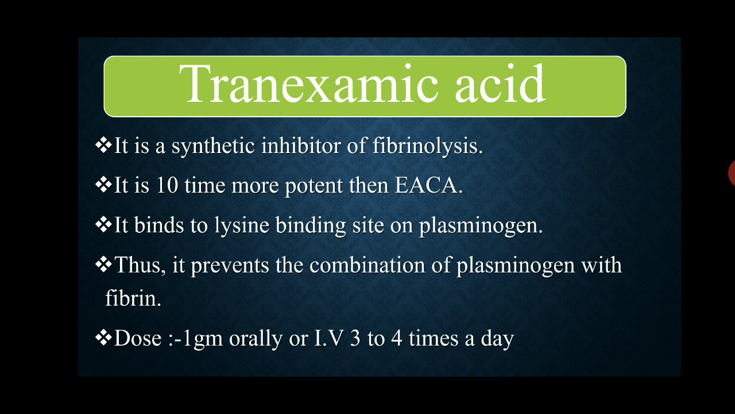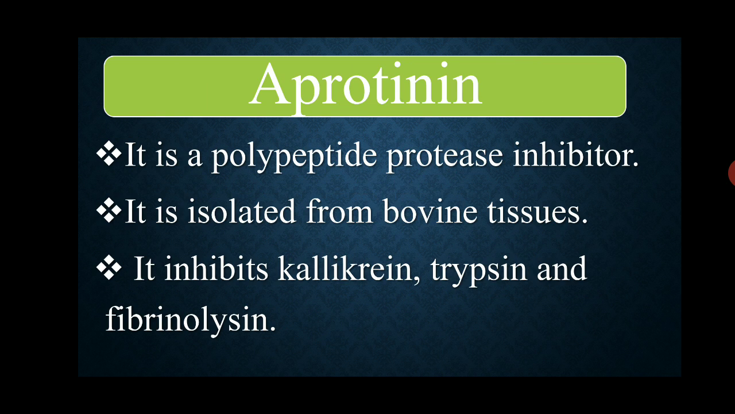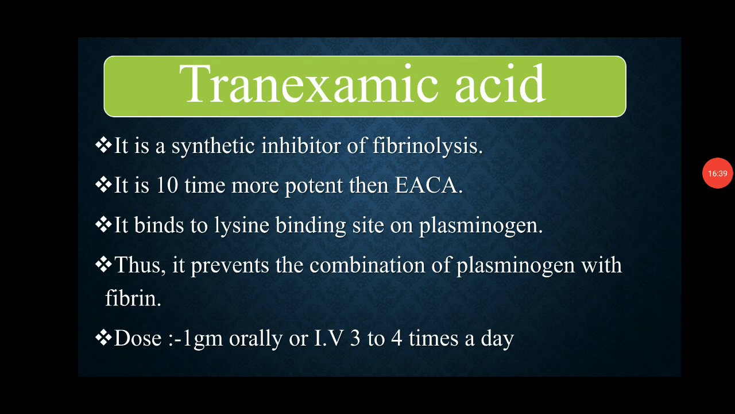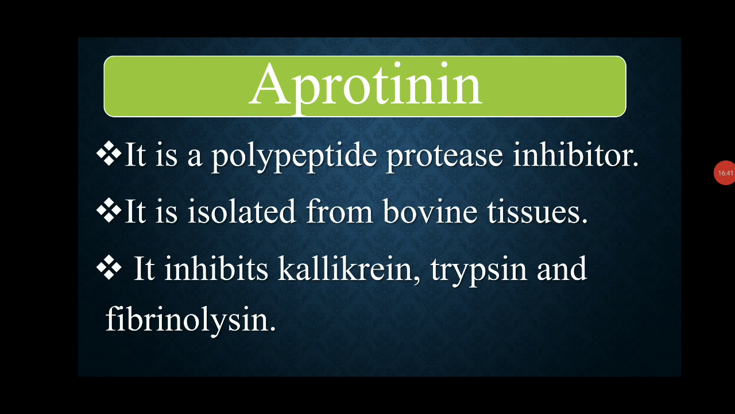That is tranexamic acid. Tranexamic acid shows antifibrinolytic activity. Tranexamic acid is a synthetic inhibitor of fibrinolysis, and it is 10 times more potent than epsilon amino caproic acid. Then next slide, aprotinin.